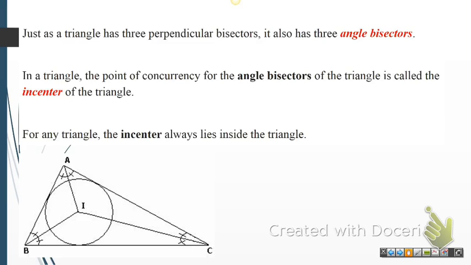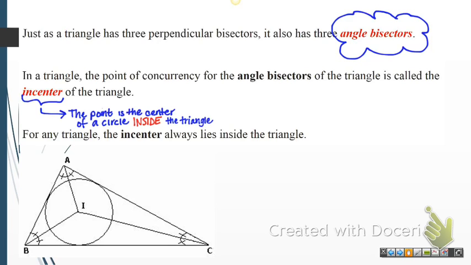Okay, so just as a triangle has 3 perpendicular bisectors, every triangle also has 3 angle bisectors. So this was the back side constructions that you did at the beginning of class. The point of concurrency for the angle bisectors is called the incenter. And notice this time the circle that we drew is in the triangle, incenter, versus around the triangle, circumcenter. So for any triangle, the incenter always lies inside the triangle. And that makes sense because the circle that we're going to draw is also inside the triangle.